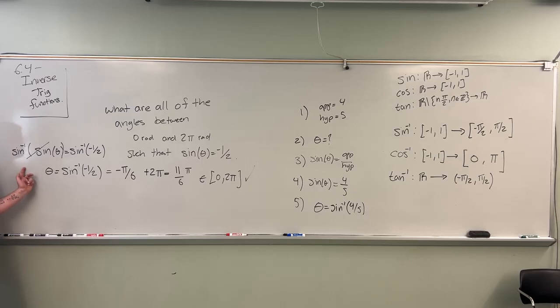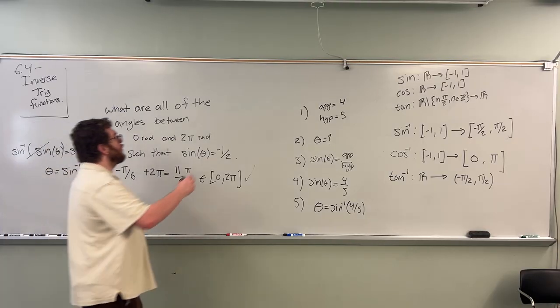Any questions about this? Any questions at all? Yes? Why can you just add 2 pi? Because they're coterminal. Remember that angles are coterminal.